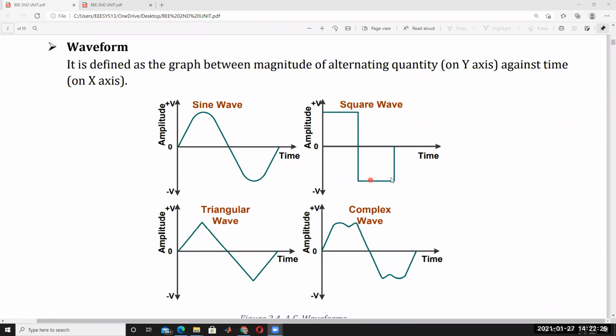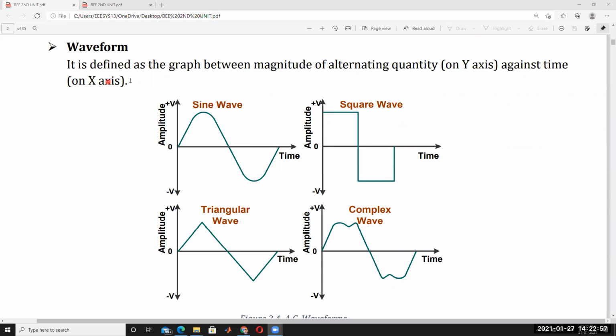You know well, these are the different types of waveforms. This is called amplitude. Square wave: time on the x-axis, and voltage, magnitude or amplitude on the y-axis. This is called a triangular wave, with amplitude from 0 to plus V. And a complex wave, this is the amplitude and this is the time. These are about four different types of waveforms.